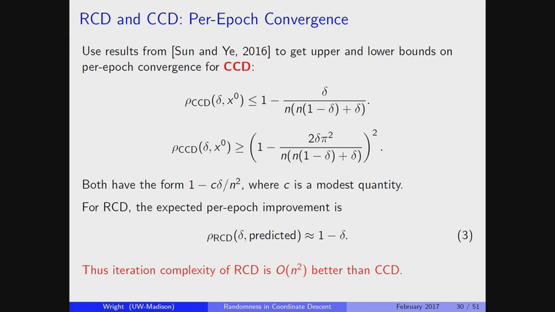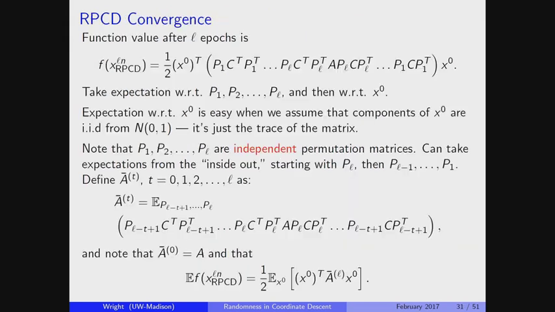So it's much faster than the cyclic rate. In fact, the iteration complexity is about order n squared better. And that's really what we see in practice. Okay. Now what about random permutation? That was what I was interested in analyzing.